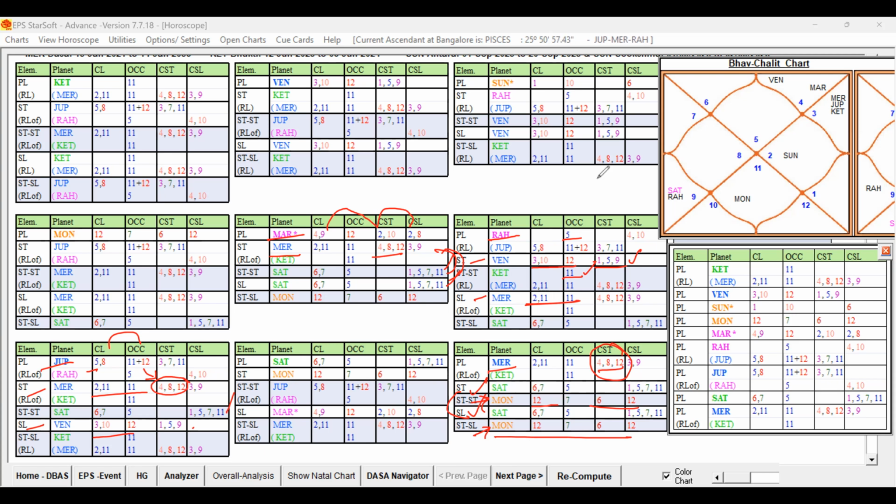Let us check what is the date of marriage. The date of marriage, 31/8/2014. During the period of Saturn Mahadasa, Mars Bhukti, and Rahu Antra, the native got married. So let us check the transit during that period. Transit we will check on 31/8/2014.